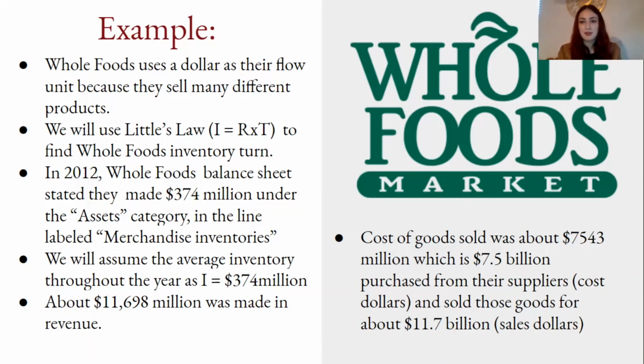And then if we also look in the financial statements, we'll notice that they made 11,693 million in revenue, which we're going to use for the R in I equals R times T. We'll also notice that the cost of goods sold was about 7,543 million, which translates to 7.5 billion purchased from their suppliers. So that will be used as cost dollars. And then they sold those goods for about 11.7 billion. So that would be determined as their sales dollars.